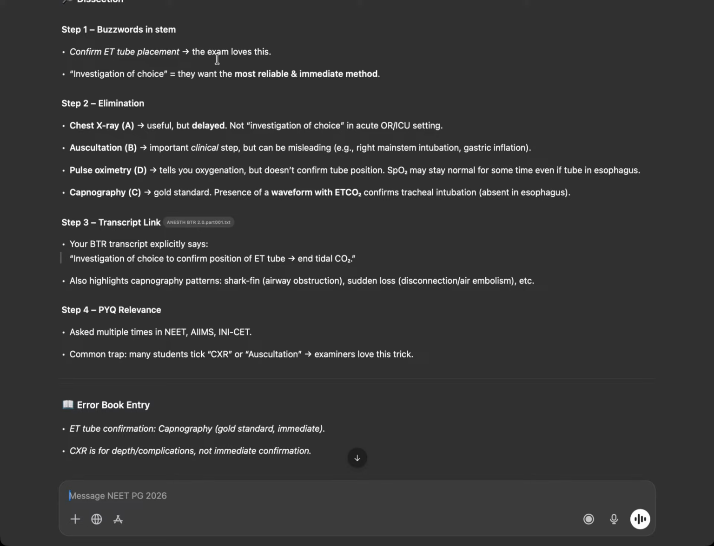Confirm ETT placement. The exam loves this. In the station, they want the most reliable and immediate method. I'm not sure about capnography being the immediate method. Only if the patient is being monitored will this come up. Okay, but in a primary setup, not sure.